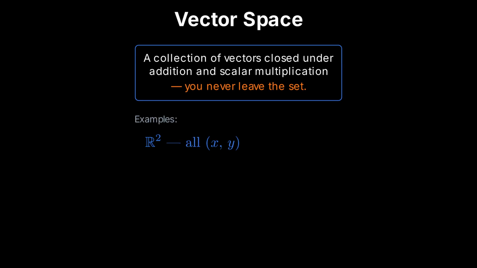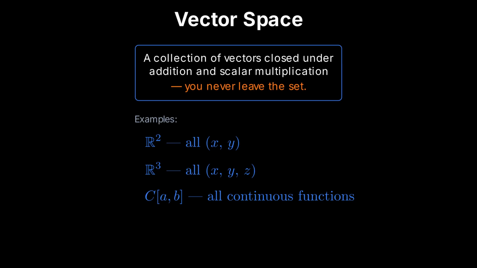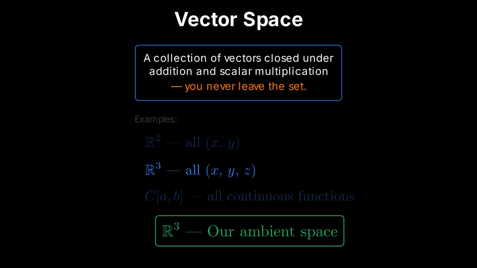R2, the set of all pairs of real numbers, is a vector space. R3, the set of all triples of real numbers, is a vector space. Even the set of all continuous functions on an interval forms a vector space. For the rest of this video, R3 is our ambient space, the space we'll be working inside.